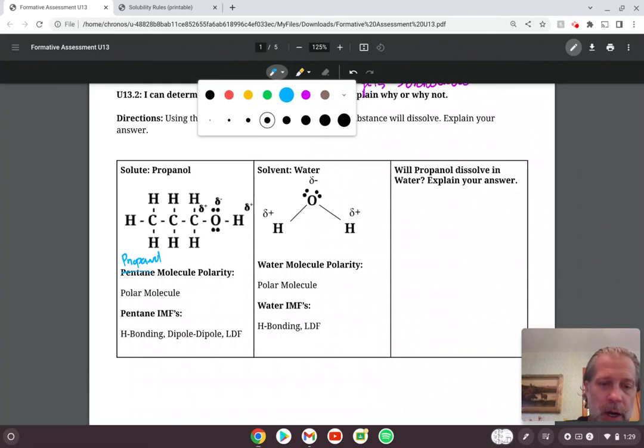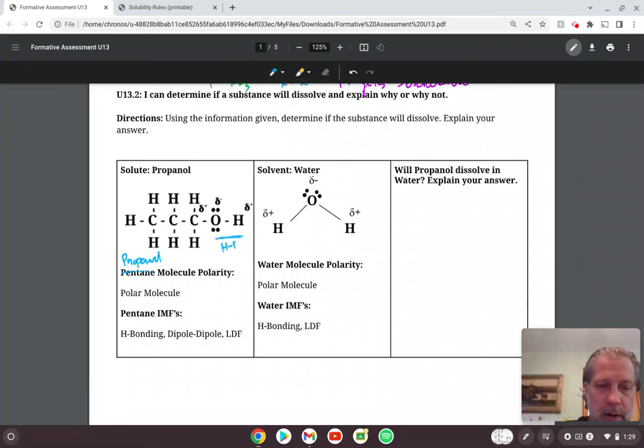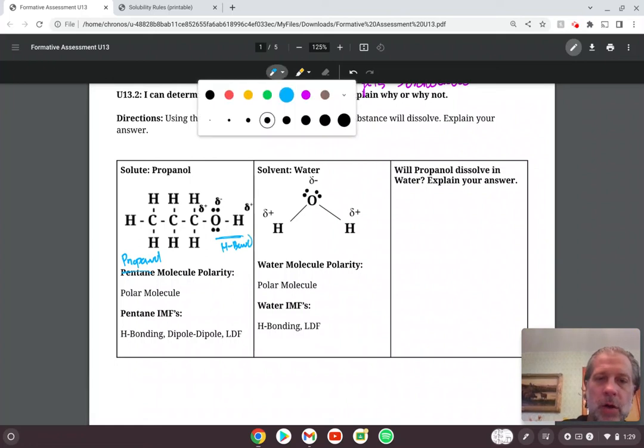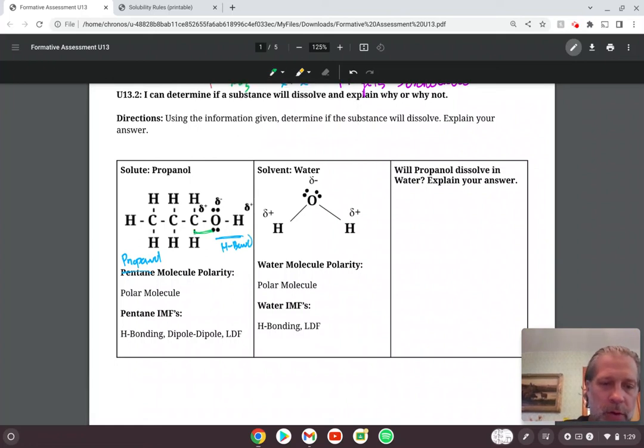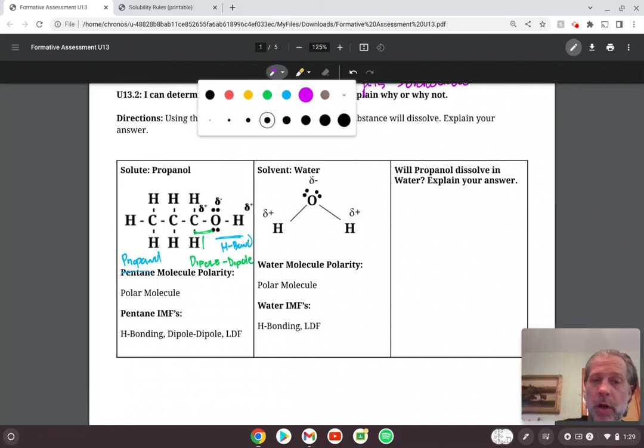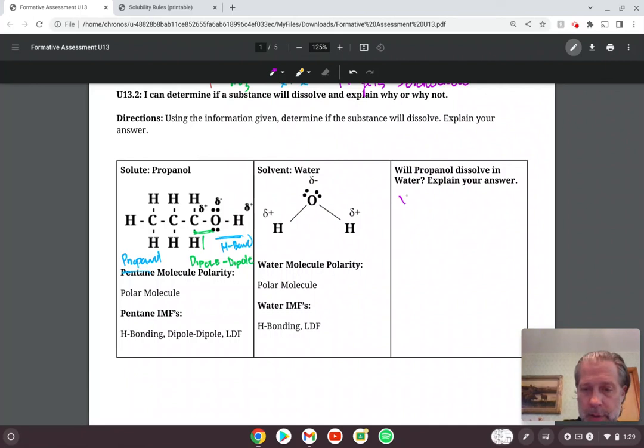Those are two of the three intermolecular forces of attraction that are present. Water also has hydrogen bonding and it has London dispersion forces. So the question is, will propanol dissolve in water? And the answer is yes. Propanol will dissolve in water.